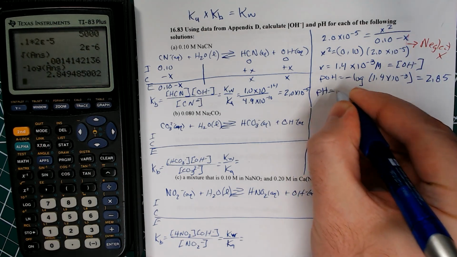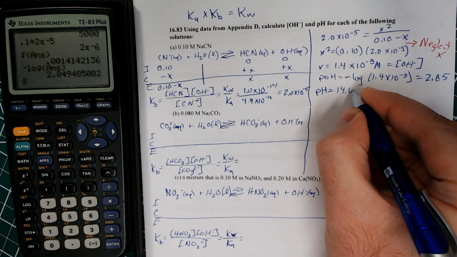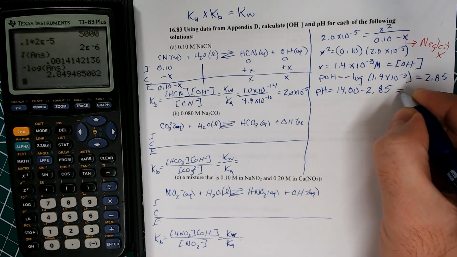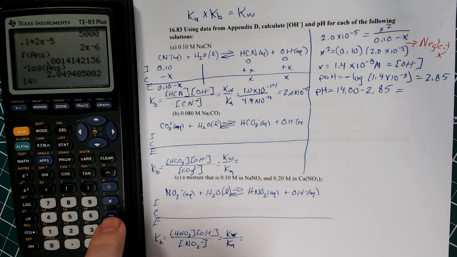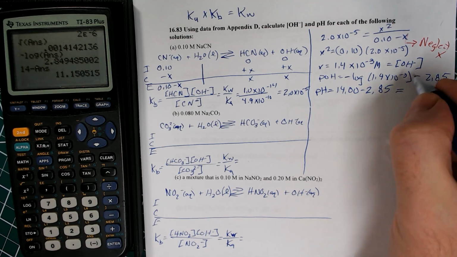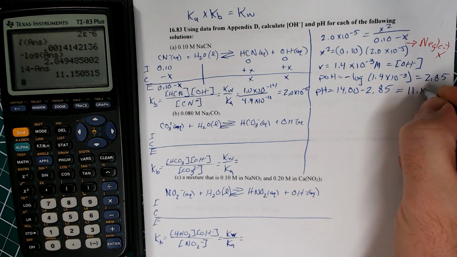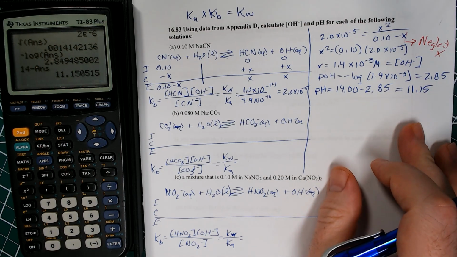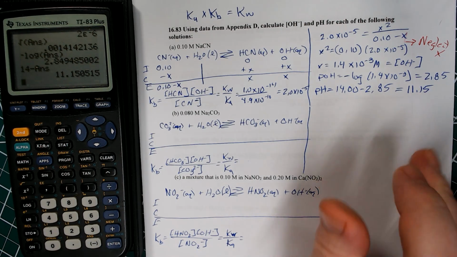The pH is going to be 14.00 minus 2.85. So 14 minus our answer, and that gives us 11.15. All right, so there we go. We've got the pH of that solution.